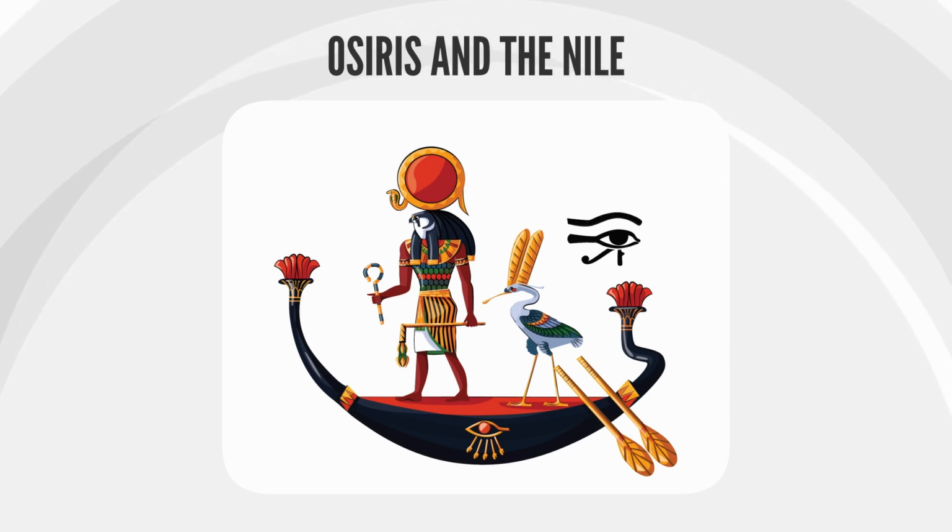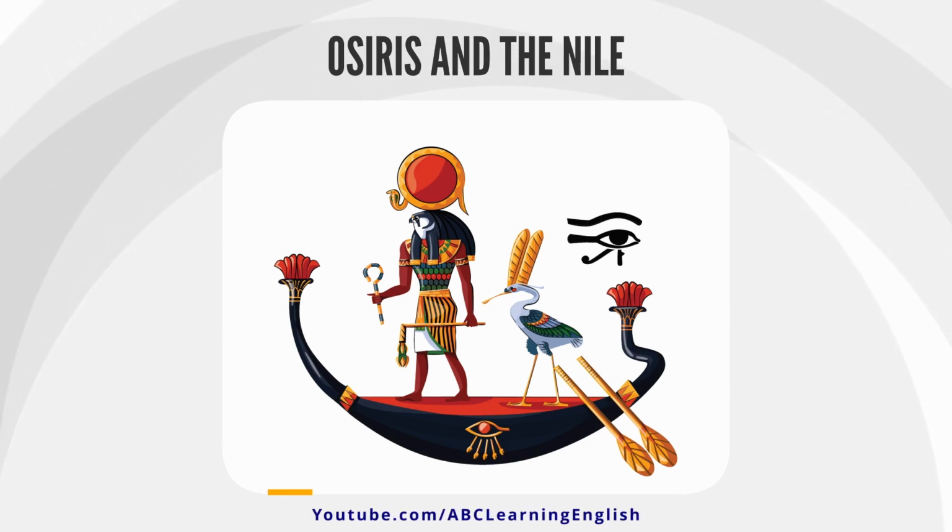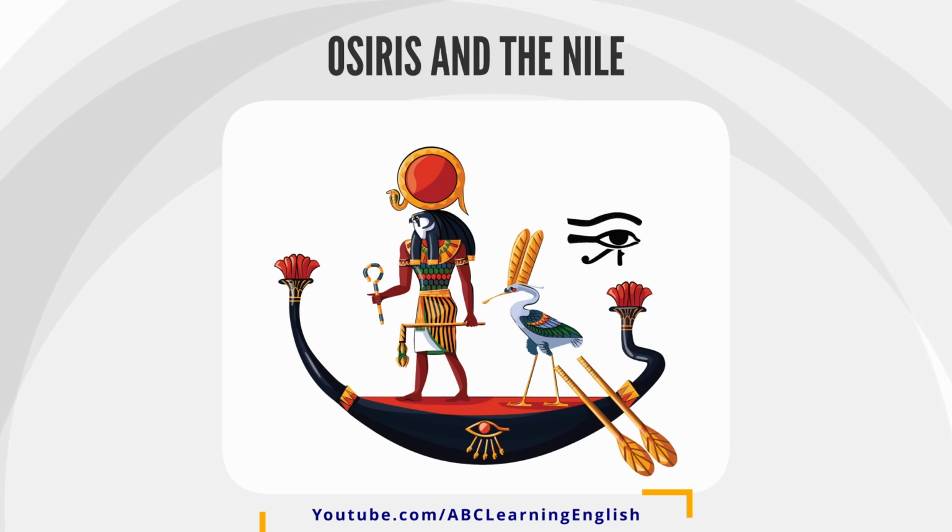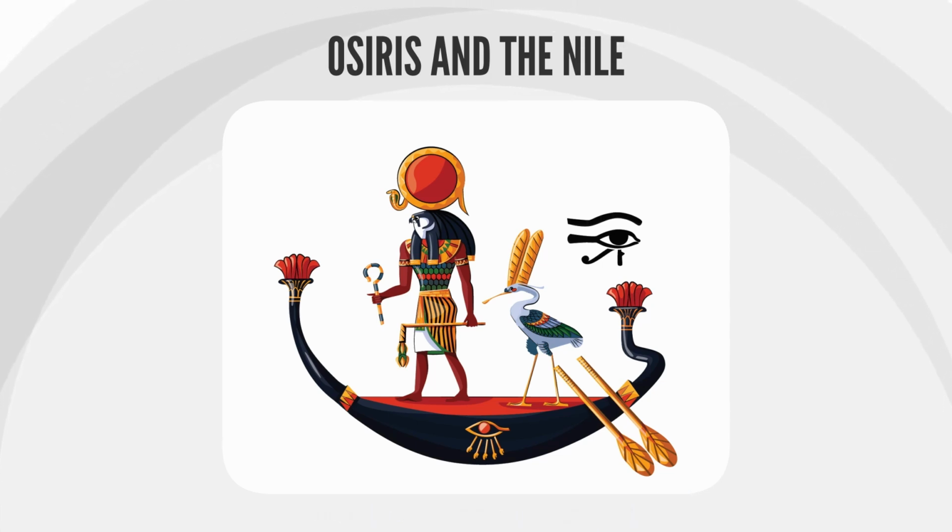Osiris and the Nile. Long ago, Osiris was the king of Egypt, and Isis was the queen. They ruled the fertile land by the Nile River. They had great intelligence, and they shared their abstract ideas with everyone. Osiris taught the Egyptians how to make wheels and furniture. Isis taught them how to make things from clay and cloth.